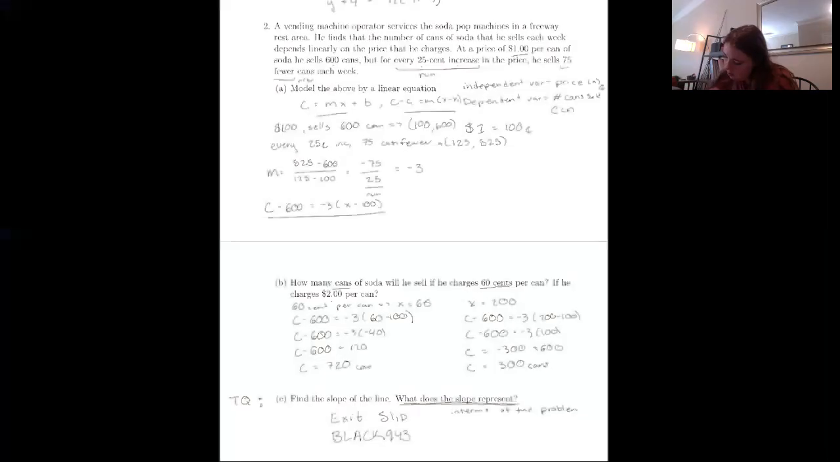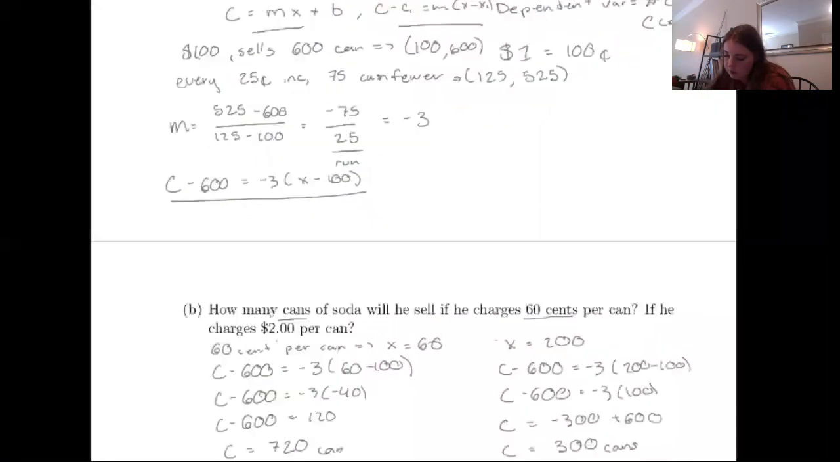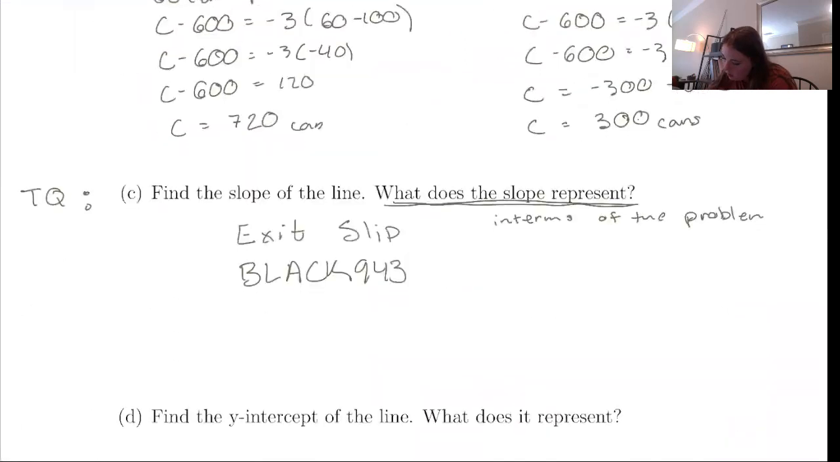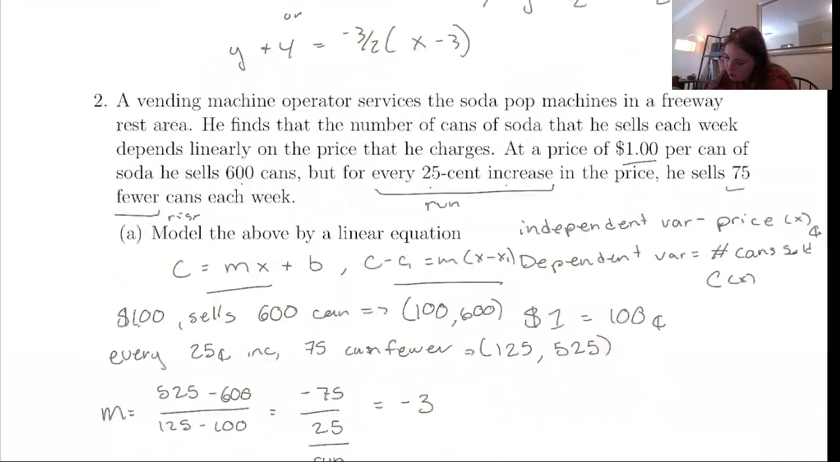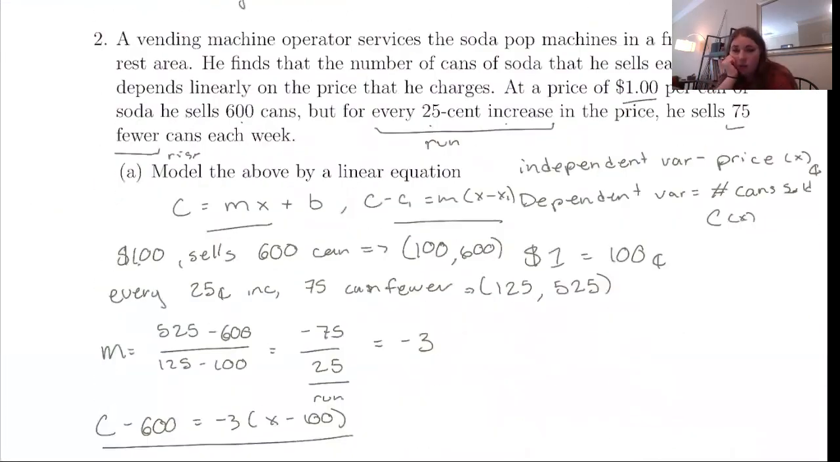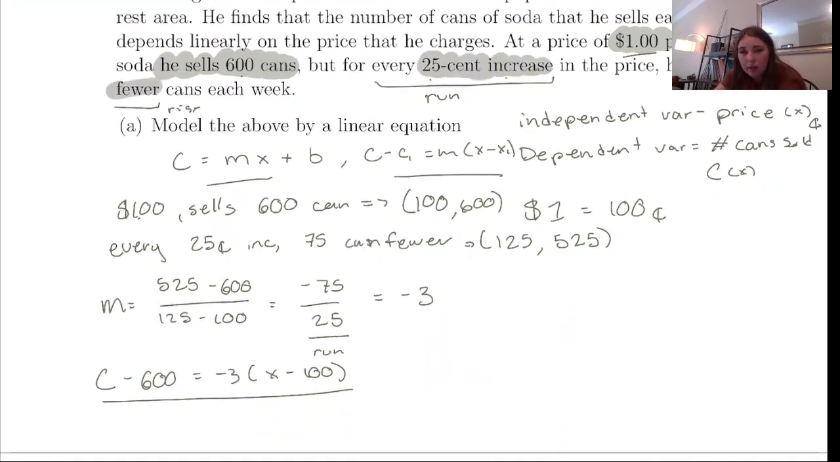Let's start. Okay, so why are we so zoomed out? Last time we talked about this vending machine, right? If I set a price of $1 per can, he'll sell 600 cans. But for every 25-cent increase, he sells 75 fewer, right? And then from there, we're asked to find a linear model.